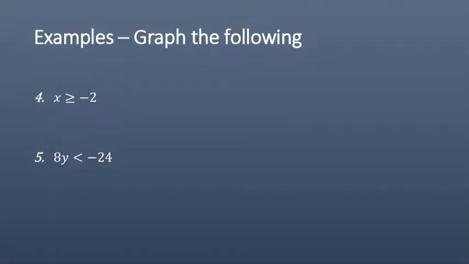And our last example, 8y is less than -24. In this case, the x is missing. You only have a y value. So we'll have to think about the boundary line. The boundary line in this case will be horizontal because there's only a y present. So let's take a look at what that looks like.